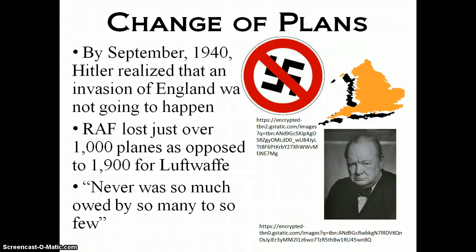Because of the German failure over the skies of England, Hitler was forced to turn his attention in another direction, this time deciding to challenge a nation to the east of Germany in an attempt to control Europe.